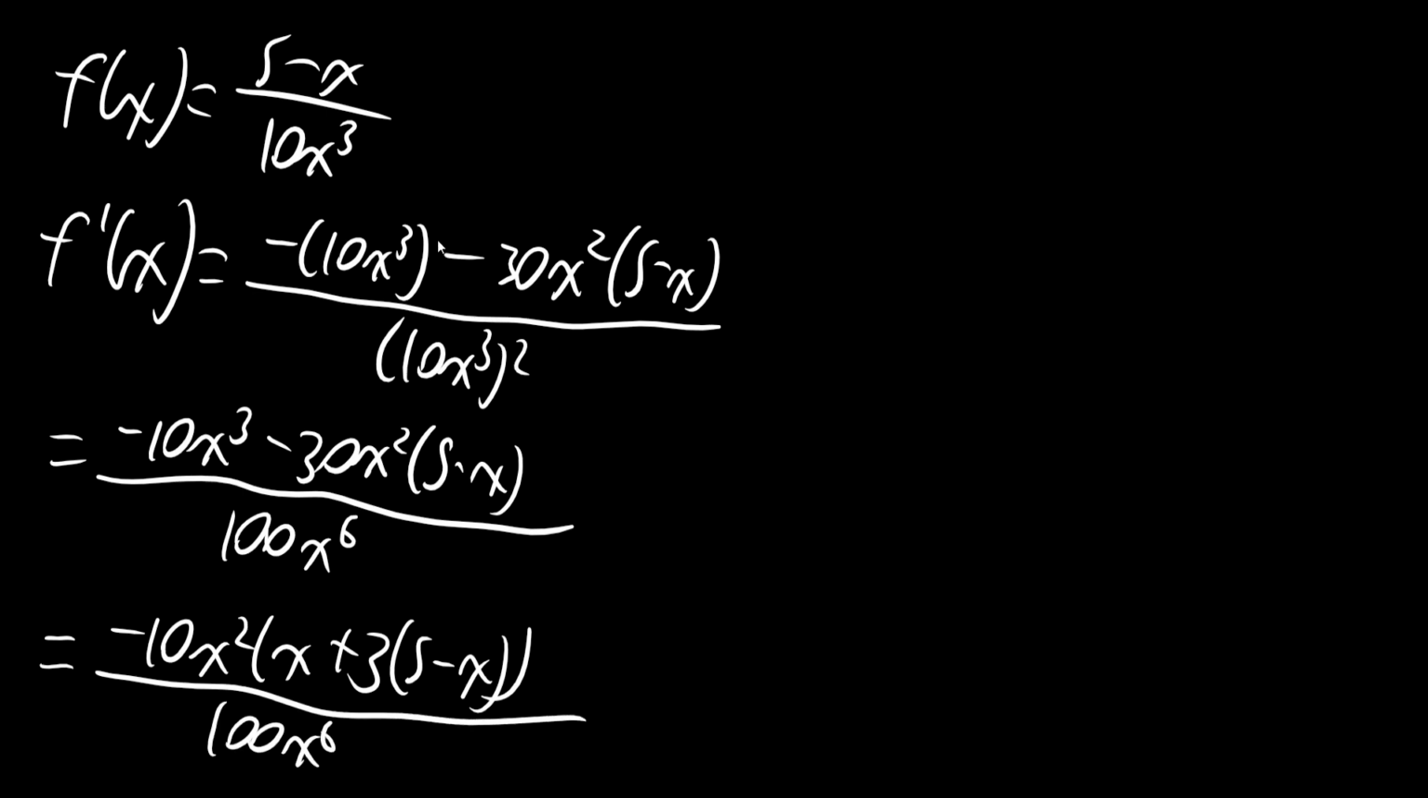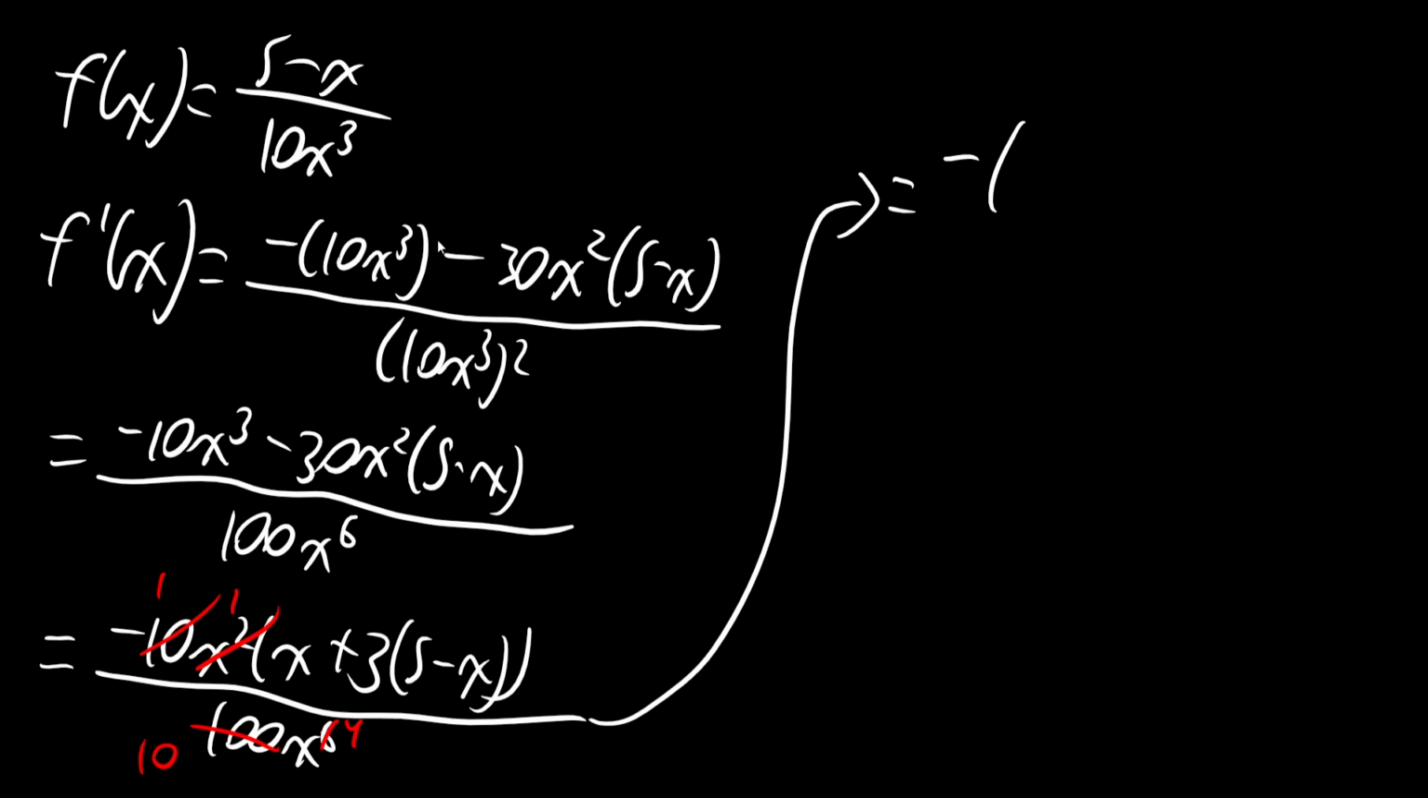Now notice we have some common terms. So we can get rid of this 10 to make it a 1. We can get rid of this 100. This simplifies down to be 10. This x squared simplifies to be another 1. And this x to the 6 simplifies to be x to the 4. And then we end up getting this. So we get negative, and I'm going to distribute the bracket. I'm going to make it so be x plus 3 times 5 is 15 minus 3x over, and then we'll have 10x to the 4.